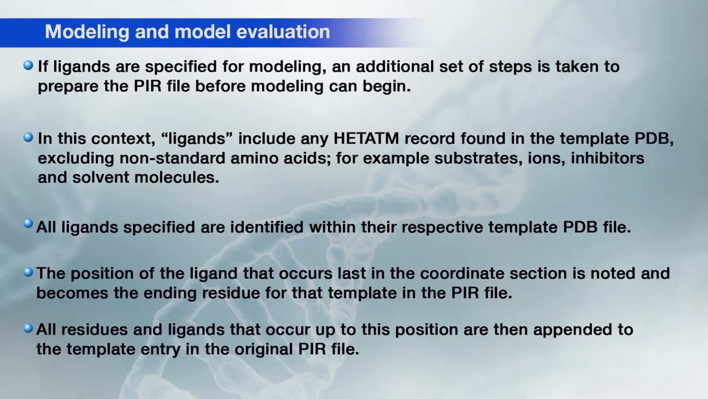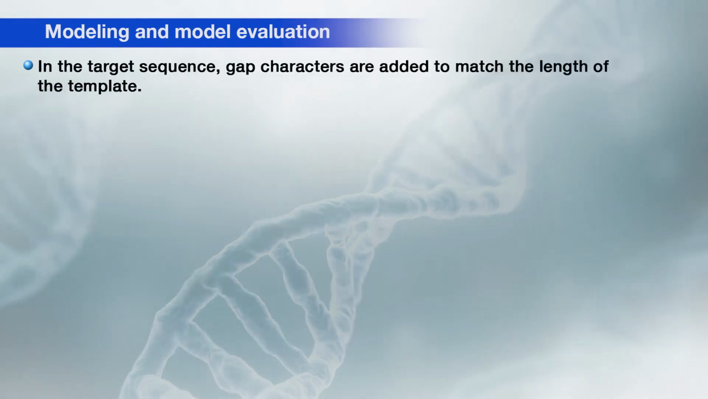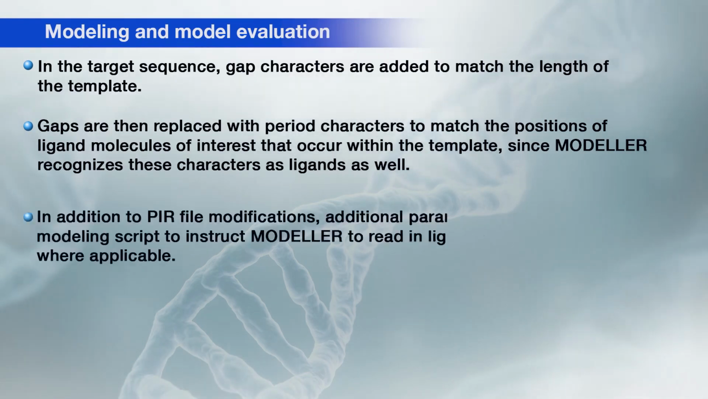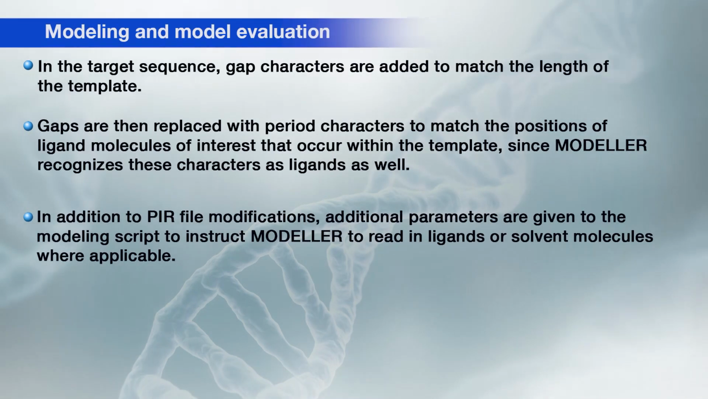All residues and ligands that occur up to this position are then appended to the template entry in the original PIR file. In the target sequence, gap characters are added to match the length of the template. Gaps are then replaced with period characters to match the positions of ligand molecules of interest that occur within the template, since MODELLER recognizes this character as ligand as well. In addition to PIR file modification, additional parameters are also given to the modeling script to instruct MODELLER to read in ligands or solvent molecules wherever applicable.